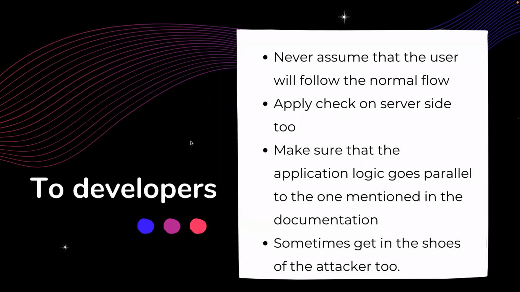And the documentation is created, if you observe the CI/CD pipeline, in accordance with the developers, and even the QA have a look at it, and then the documentation is finalized. So whenever a documentation is created, I would say just see if they are going in parallel with the functionalities which you have developed. And sometimes try to get in the shoes of the attacker too. You can visualize the impact if you get in the shoes of the attacker.